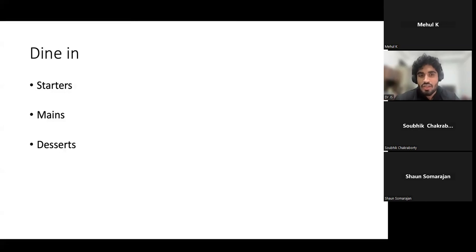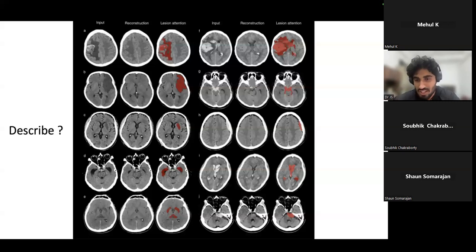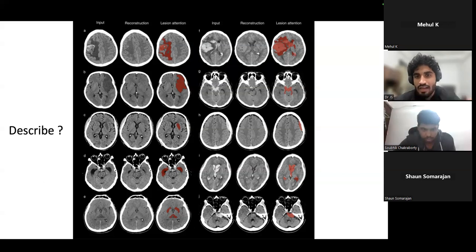So for a thali you are doing this, and for a CT scan also there are some structures. This is what I want to emphasize. These are the mental models which we develop so that we identify difficult things, and we follow a systematic protocol so that we don't miss anything. There are some mental models for this as well, and we will be discussing those today.